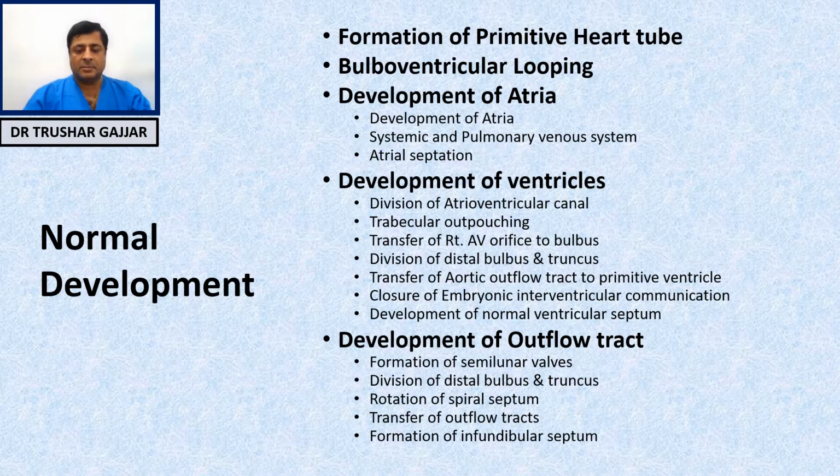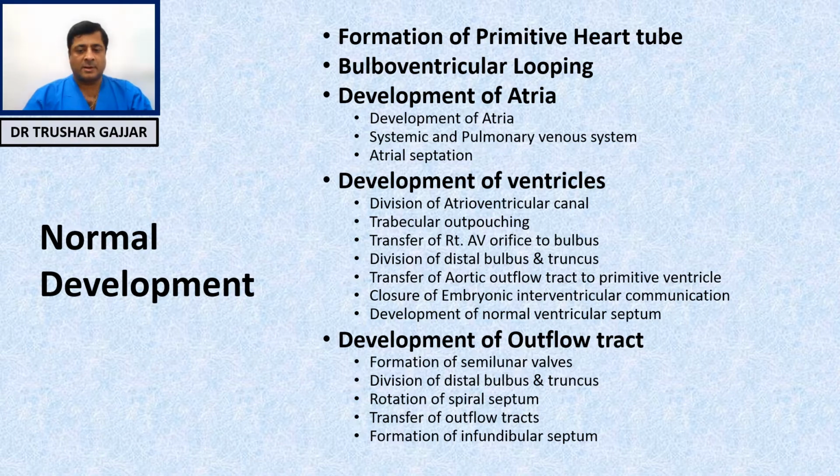The whole bulbotruncal septum, or the conotruncal septum, will form in a spiral form because of the different locations of the endocardial cushions. There is a transfer of the outflow tract by regression of the inner curvature of the heart, plus rotation at the conotruncal and conoventricular junction of 110 degrees counterclockwise, and the infundibular septum goes and fuses with the trabecular septum marginalis.